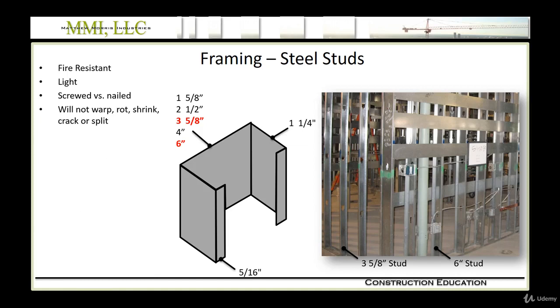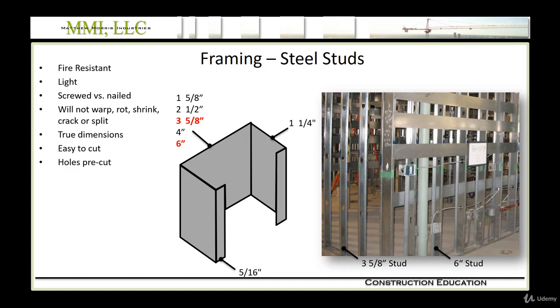Steel studs, as opposed to wood studs, won't warp, they won't rot, they won't shrink, crack, or split. And if you've ever framed a home, you know that that's sometimes an issue. And steel studs tend to keep their true dimensions. They're easy to cut, and what I mean by that is you can use hand tools, such as a chop saw or a circular saw, or shears or snips. And you can do that with a wood stud as well, but this is as opposed to structural steel, where you just don't use hand tools to cut structural steel.